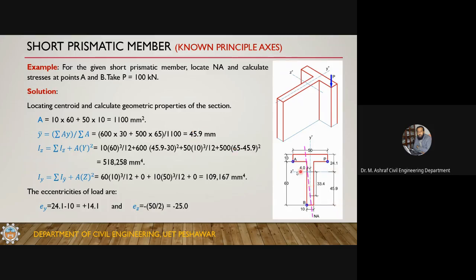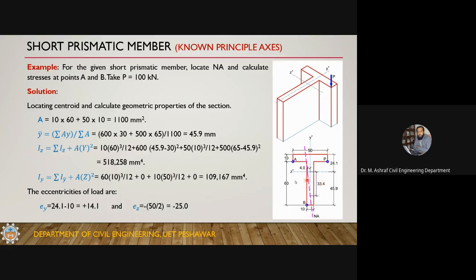So the centroidal axis lies at a distance of 45.9 millimeter from the bottom of the section. Now also calculate the moment of inertia about the centroidal axis, about the z-axis and the y-axis. So Iz is equal to, this is the formula: 10 into 60 cube by 12 for this rectangle about its own centroid, plus area into d square.